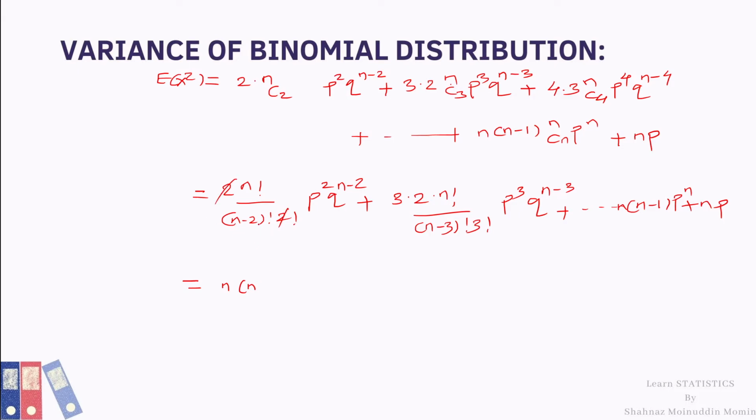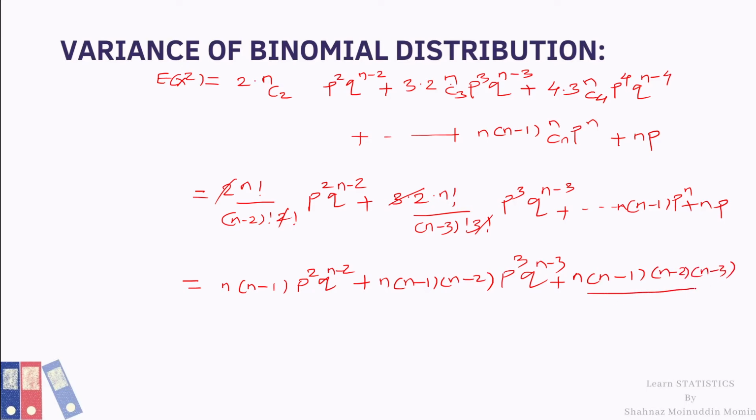here 2 factorial cancels, and n minus 2 factorial gets cancelled from the n factorial, so remaining n into n minus 1 p square q raised to n minus 2, plus n into n minus 1 into n minus 2 remaining from n factorial after deleting n minus 3 factorial, and this 3 into 2 cancels with 3 factorial, p cube q raised to n minus 3, plus the next term is n into n minus 1 into n minus 2 into n minus 3 divided by 2 factorial into p raised to 4 q raised to n minus 4, plus up to n into n minus 1 p raised to n, plus n into p.